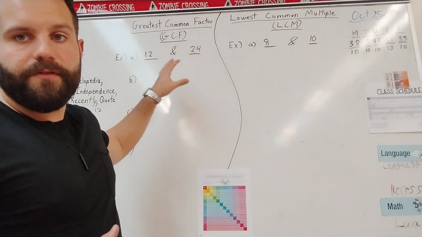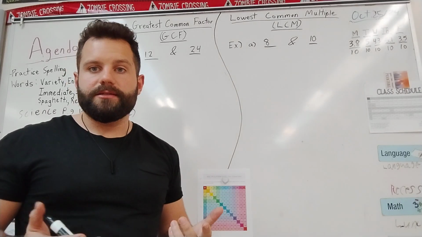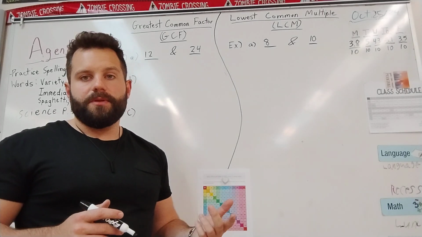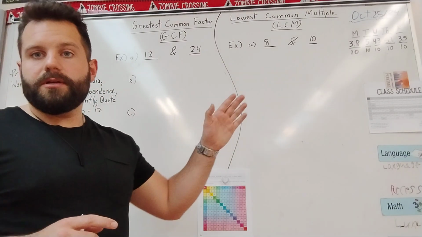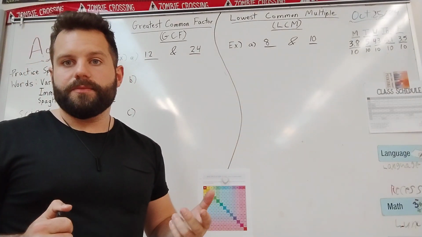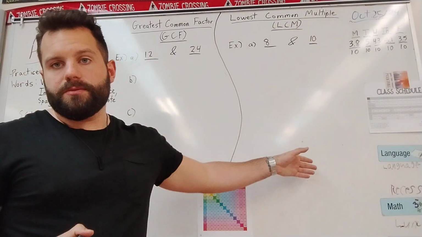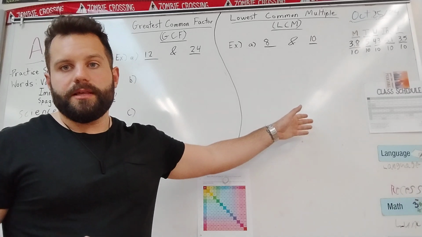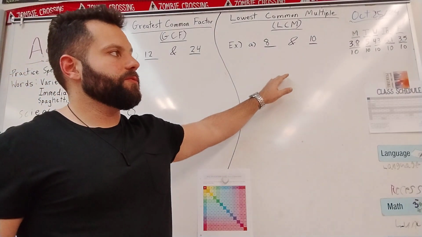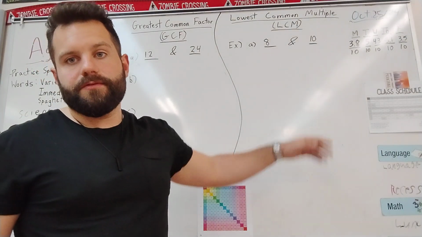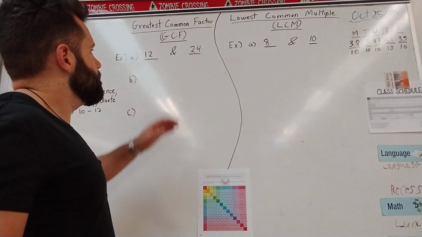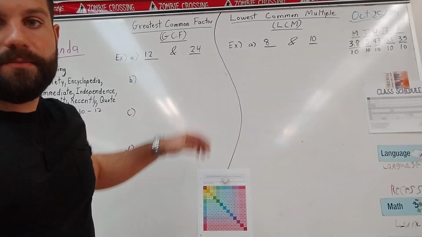So the greatest common factor is going to be the greatest number that can multiply in two numbers to get a product. And the lowest common multiple is going to be the lowest number that can be found as a product in a set of two numbers. So I'll use 12 and 24 as my examples.